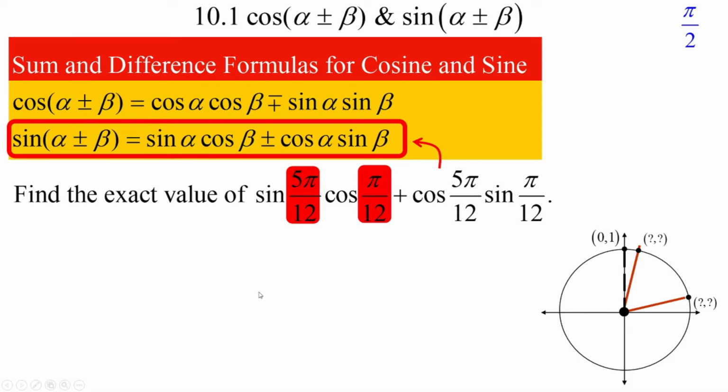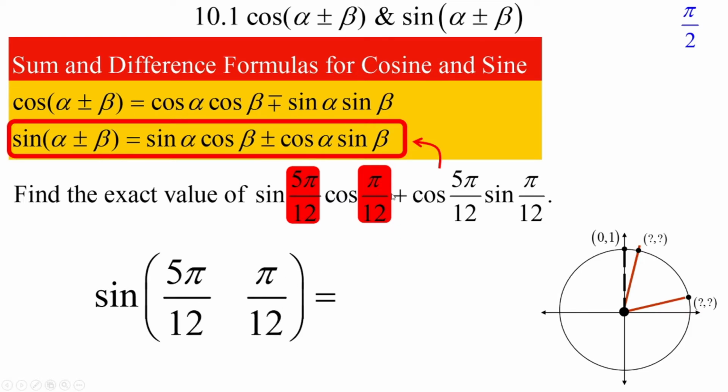Okay, so let's work backwards again. So we're going to use sine of alpha plus beta. Sine of, that would be 5 pi over 12 and pi over 12. And of course, this is a plus, so we're adding them, plus because the sign remains the same. And that is sine of 6 pi over 12, which we would call a pi over 2. And we already drew this up over here. Sine of pi over 2 is that 1 right there. 1.